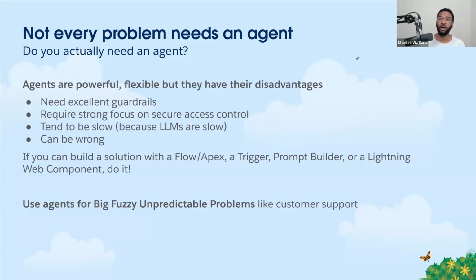So, with that in mind, if you can build a solution with a flow, Apex, a trigger, prompt builder, a Lightning web component, something programmatic, something structured, a tool that you already are familiar with that's easy to audit and easy to test, and easy to change, you should do that. You don't have to make the agent do everything.